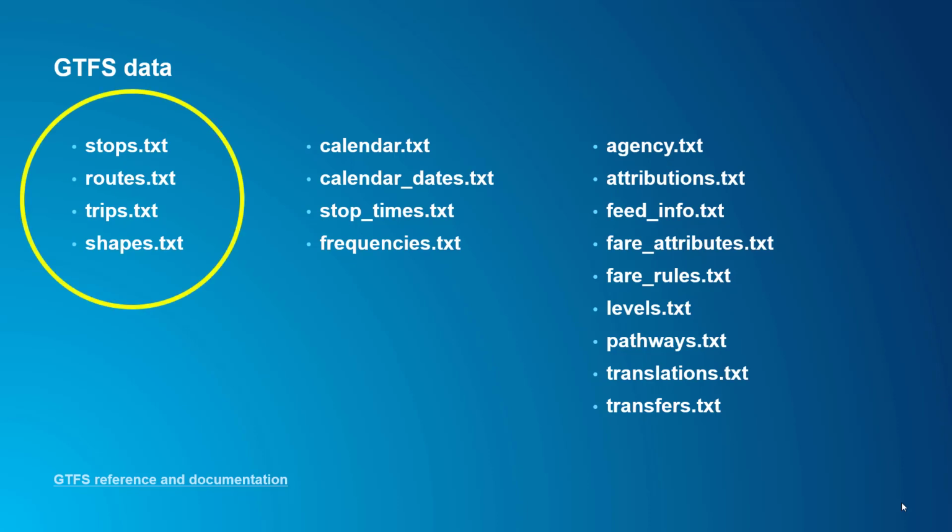I'll start with the first column: stops, routes, trips, and shapes. These files include the geographic components of a GTFS dataset and a representation of how vehicles travel through the system. In a later video, I'll show how you can use these files to display your transit stops and lines in a map using tools provided in ArcGIS Pro.